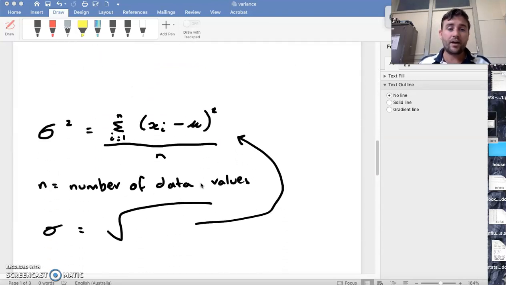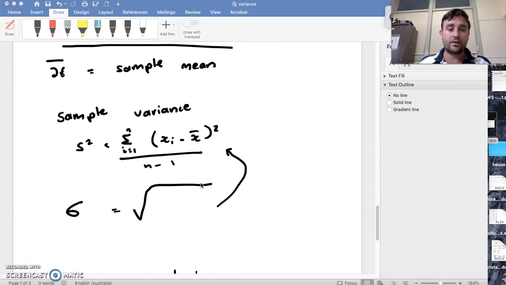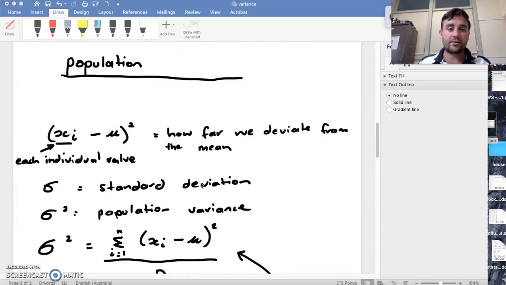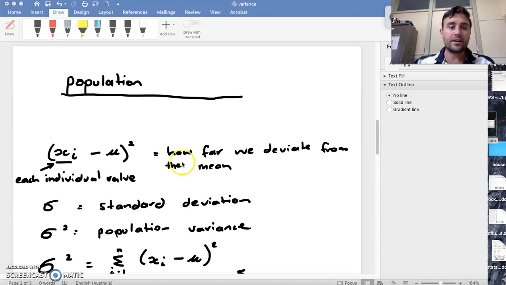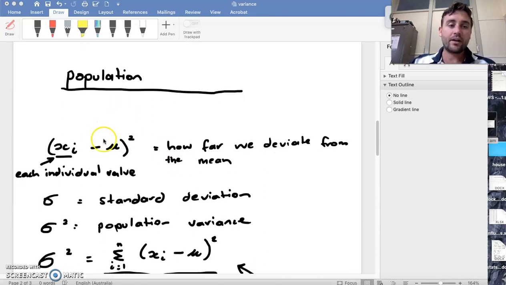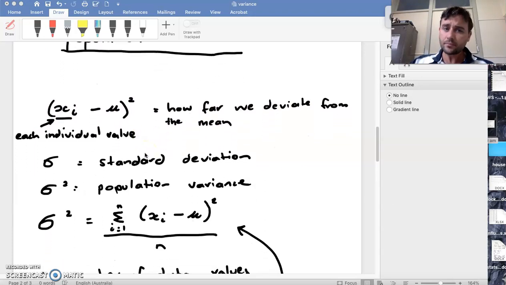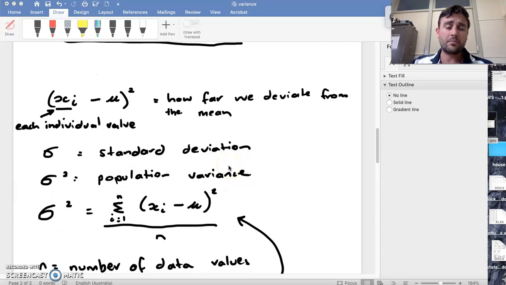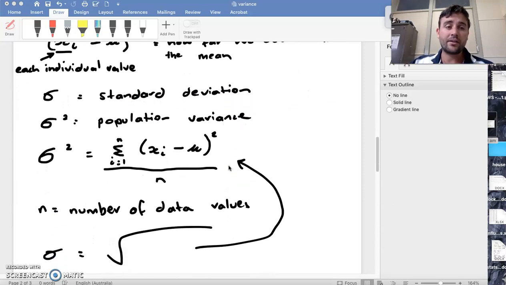Now if we go have a look, sorry, some of my stuff has disappeared. There we go, the population variance we're going to look at first. So this xi means each individual value, and then we have our population mean as we saw above. If we square that, that indicates how far we deviate from the mean. This symbol here is standard deviation. You would have heard standard deviation before, but you probably don't know what it means exactly. So we're going to explain that in a sec.